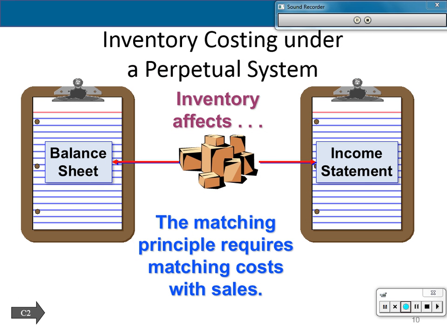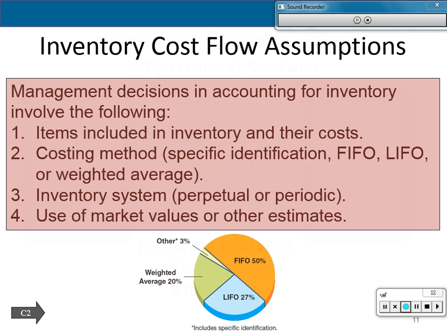So, inventory costing under a perpetual system, which means we count it as we sell it. How does it affect the balance sheet? Merchandise inventory is affected, and cost of goods sold is affected. And then on the income statement, we account for the sales from the inventory that we've sold, the cost of those sales, and any allowances, refunds, returns, discounts, and so forth.